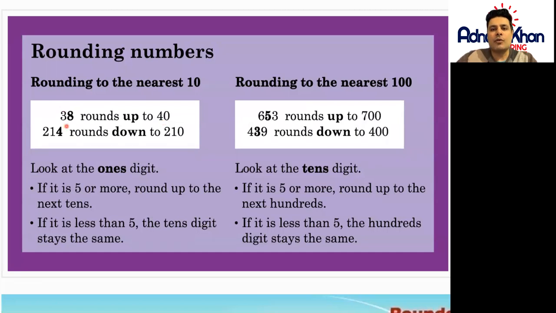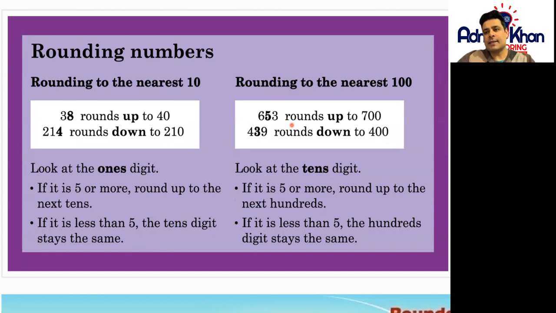So 214 rounds down to 210. So 214, is it closer to 210 or 220? And in this case, we're going to round down the 4, which is the number at the end, to 0 to make it close to 210. So if it is 5 or more, round up to the next tens. If it is less than 5, the tens digit stays the same.